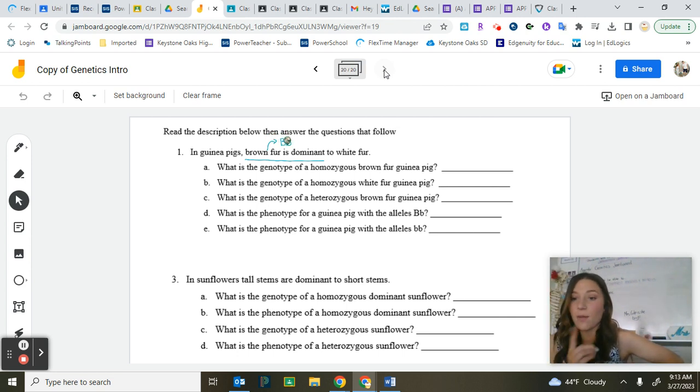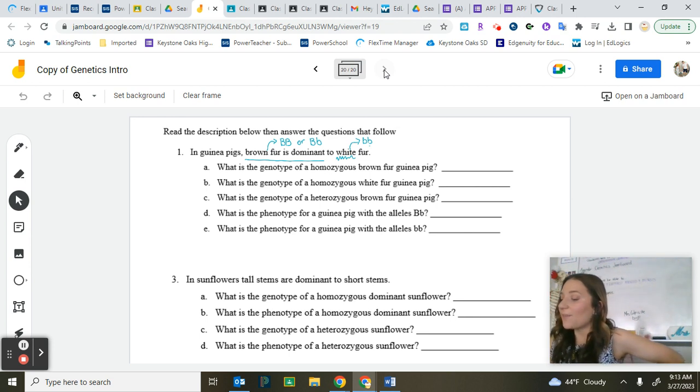That's one way to get a brown furred guinea pig. Or capital B, lowercase b. Both of those genotypes will give me a guinea pig that's brown since brown is dominant. Looking at my white furred guinea pig, the only way to get a guinea pig with white fur, since it's recessive, is to have 2 recessive alleles. So we're going to write little b, little b, because 2 lowercase recessive alleles is the only way to get a guinea pig with that color.